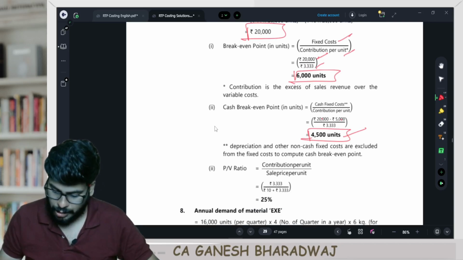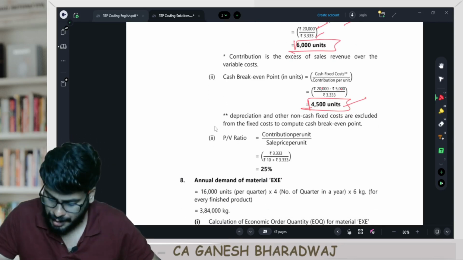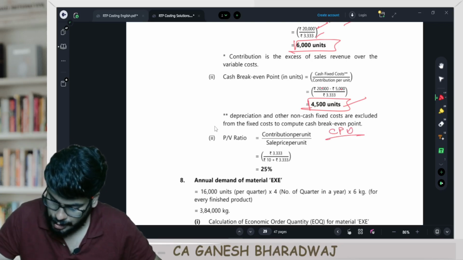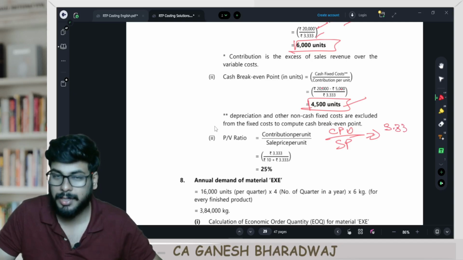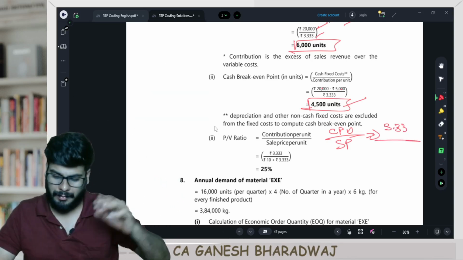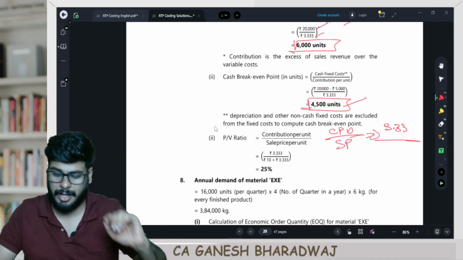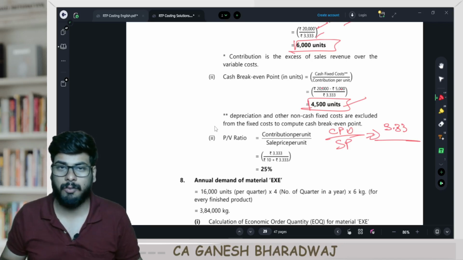So finally, they have also asked for PV ratio. So PV ratio, how much is that going to be? PV ratio is contribution per unit divided by selling price. So contribution per unit is how much? 3.3333. Selling price is not given. It's easy. They have given the variable cost, correct? Variable cost, sorry. We have found out the variable cost of 10 rupees, right? Plus contribution. Variable cost plus contribution is going to be equal to your selling price.